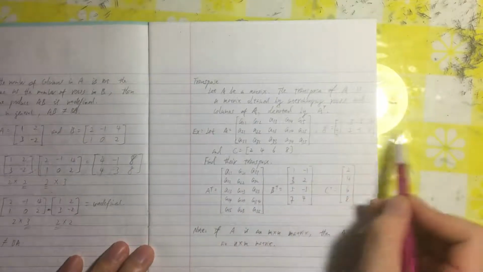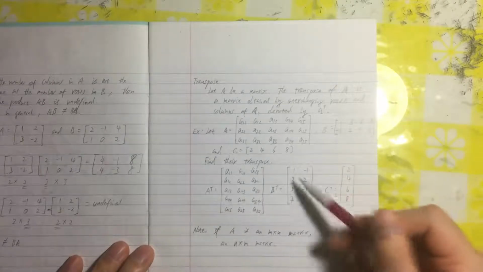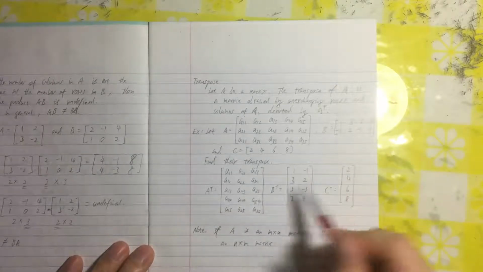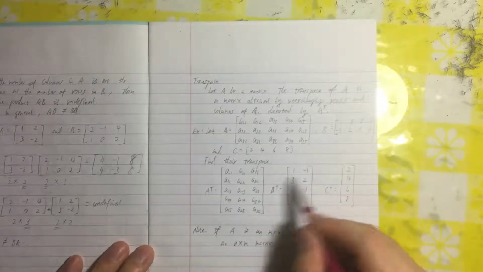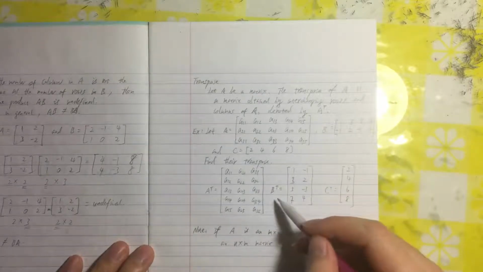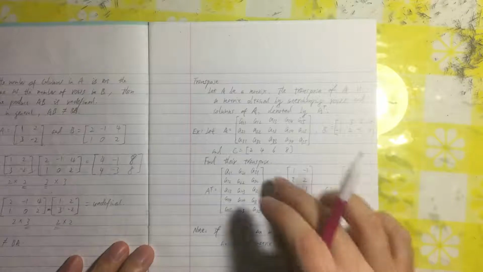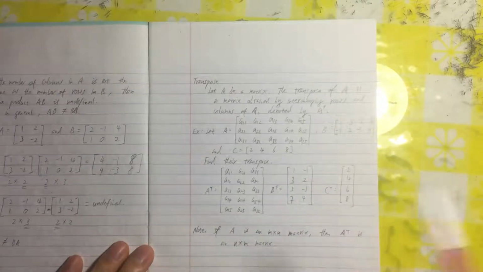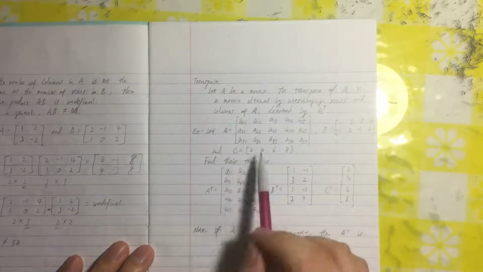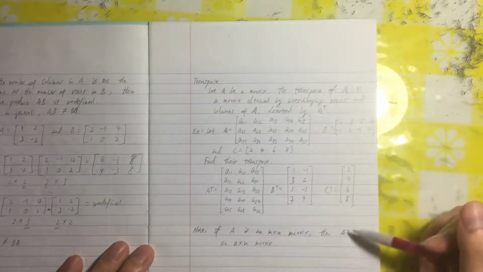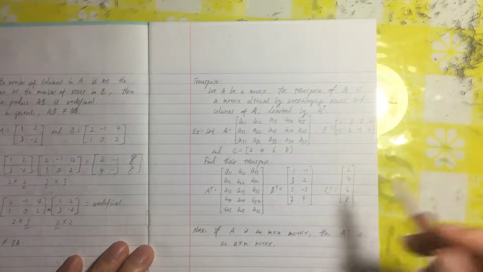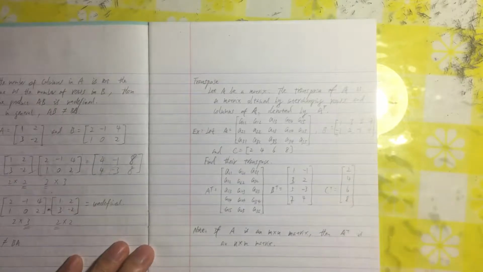B is a 2 by 4 matrix, and then B transpose will be a 4 by 2 matrix. There are 4 rows and 2 columns. C is a 1 by 4 matrix. So C transpose will be a 4 by 1 matrix. There are 4 rows and 1 column.